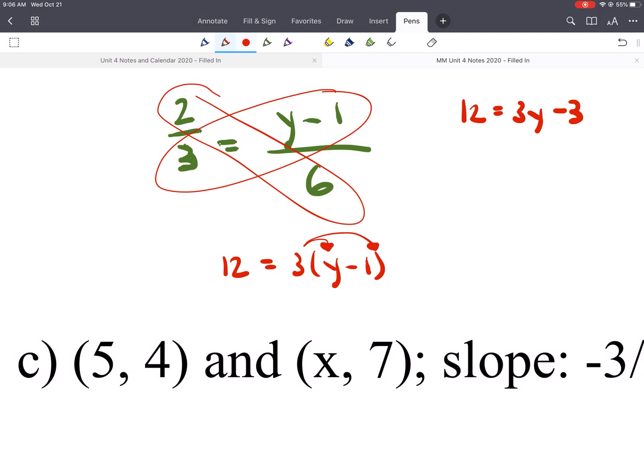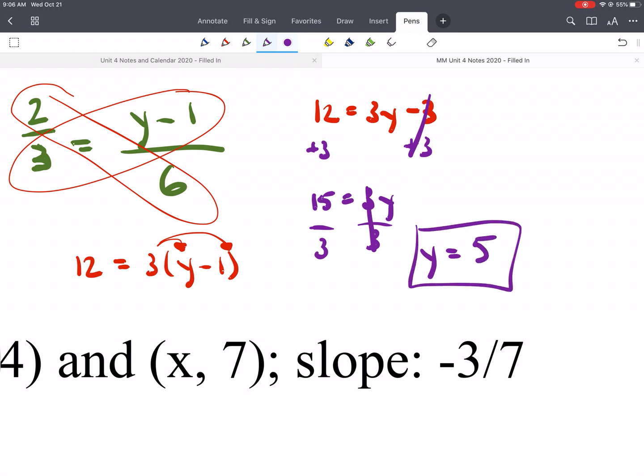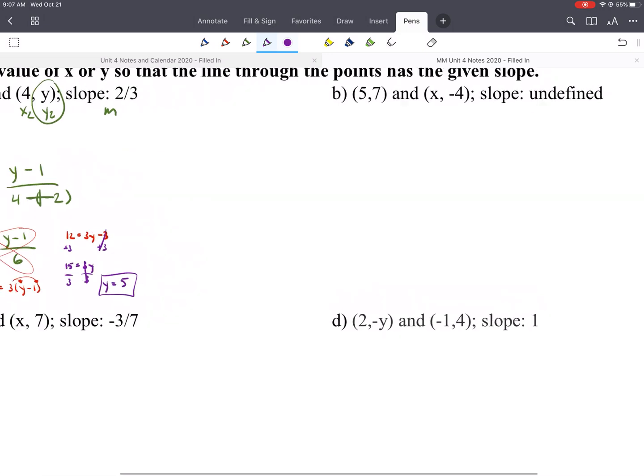Then I'll add 3 to both sides, and that gives you 15 is equal to 3y. And then we'll divide both sides by 3 and simplify, so we end up getting y is equal to 15 divided by 3, which is 5. All right, sounds good. Maybe I'll try one more, and then you try those other two.